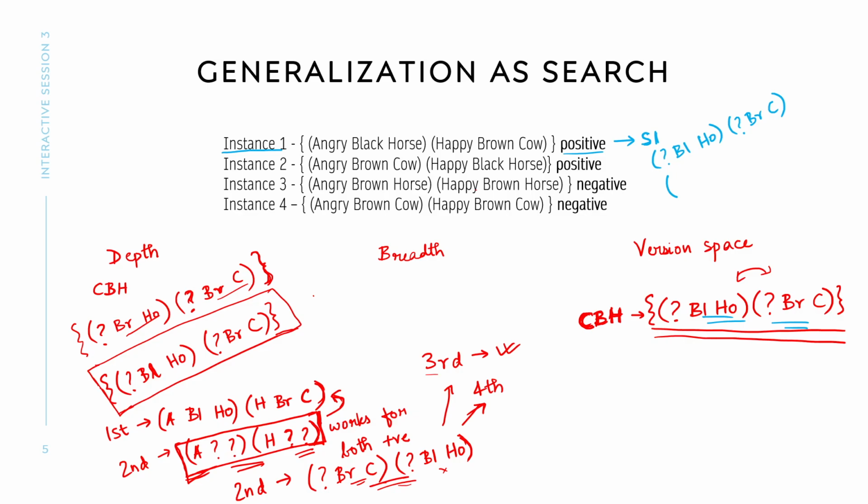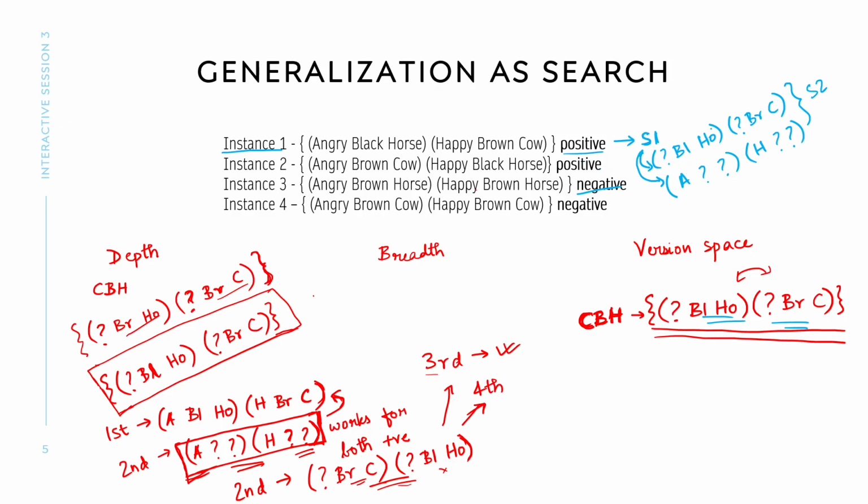I need to have two different generalizations, right? You can have two or three, whatever. Angry question mark, and then happy question mark. So from S1, I will make these two, and I'll call this set S2. Both of these together are called S2. Now my third example is negative again. By the way, S2 will work for both positive instances.